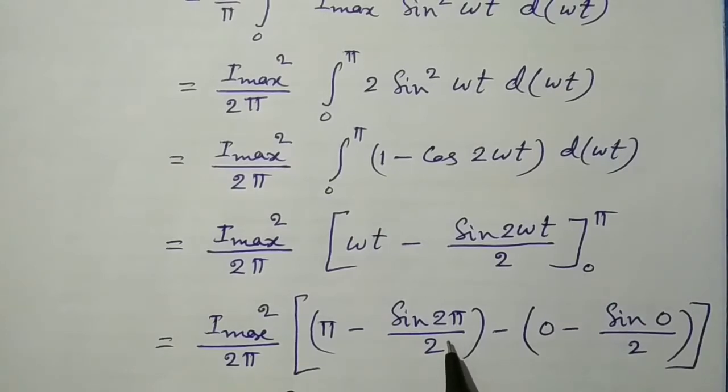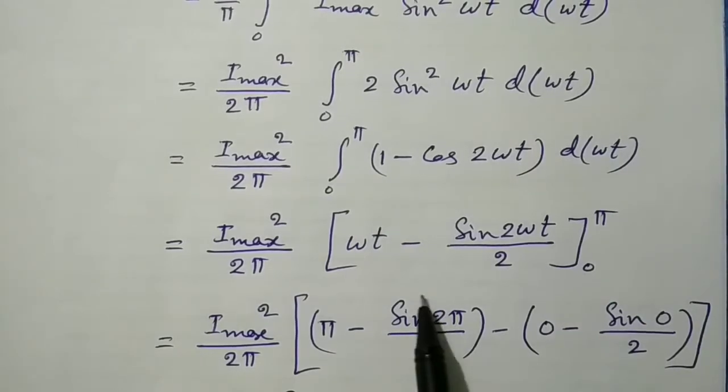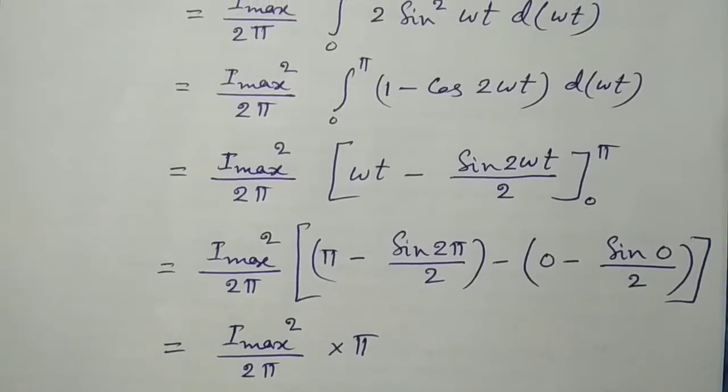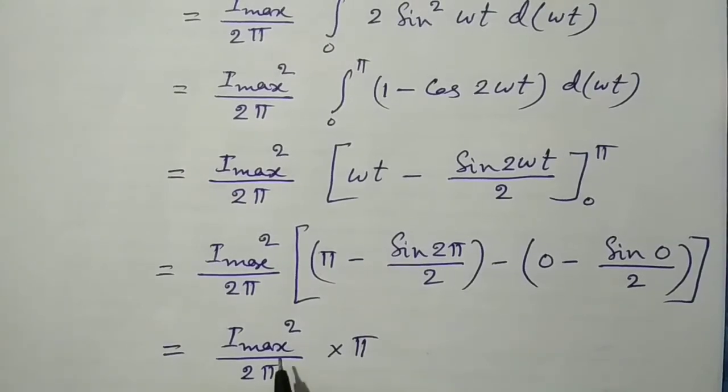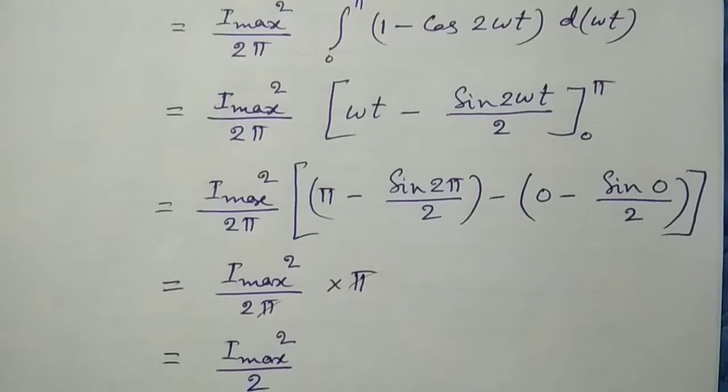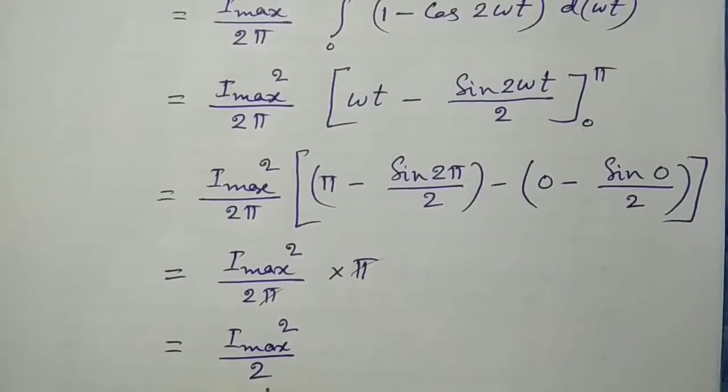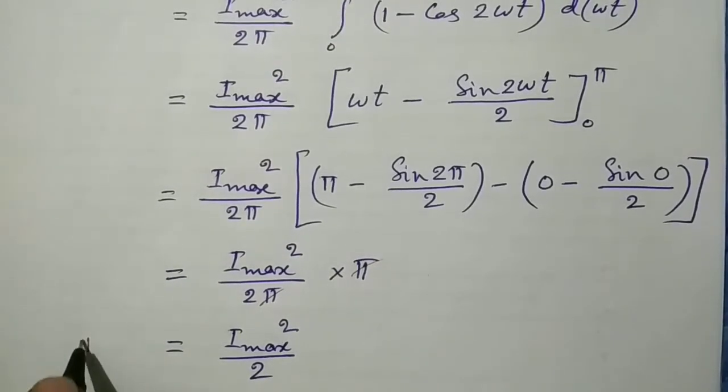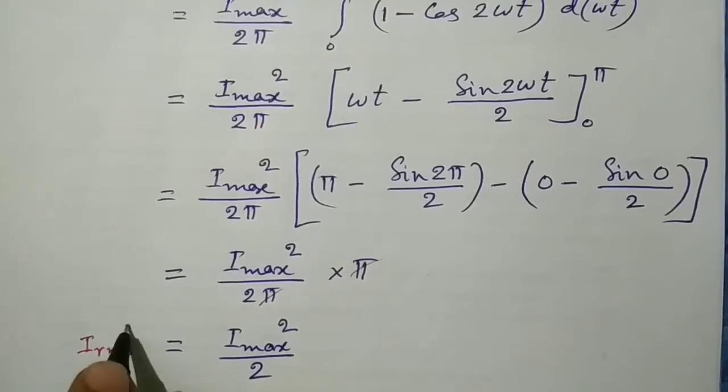Now sine 2 pi is 0, so this term will become 0. And sine 0 is also 0. So all the values are 0 except the pi. Therefore, in the next step, it will be I max square upon 2 pi into pi. So the pi will be cancelled. And finally, we will get I max square upon 2. Remember, this is the value of I RMS square.